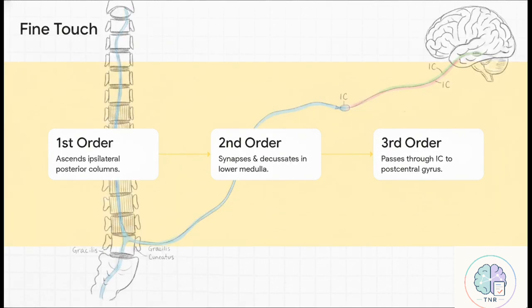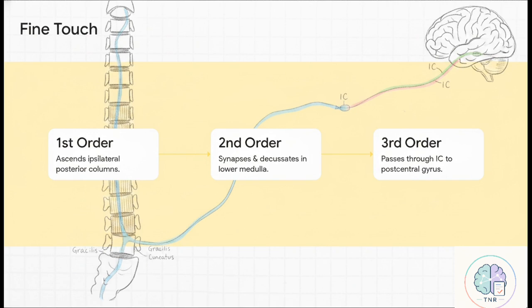But in stark contrast, look at fine touch, deep pressure, and proprioception. The first order neuron enters the cord and, actually, it doesn't synapse right away. Instead, it literally just turns and ascends up the same side of the cord in the posterior columns. It's carried by the gracilis tract for the lower body and the cuneatus tract for the upper body.